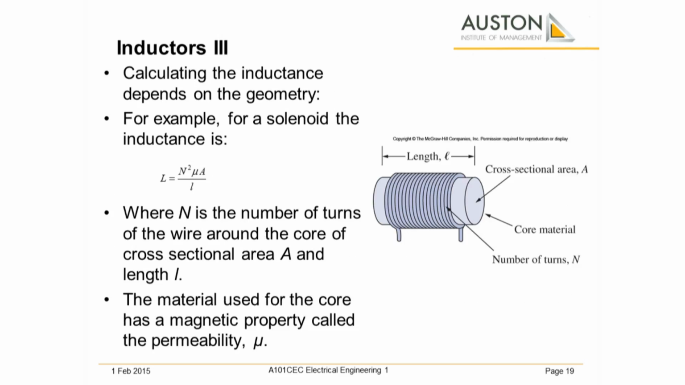The inductance of an inductor is dependent on the number of turns of wire around a core, as well as the cross-sectional area of the core and its length. The material used for the core is defined by its magnetic property called permeability. Permeability is the characteristic of a material to freely allow the flow of magnetic flux.